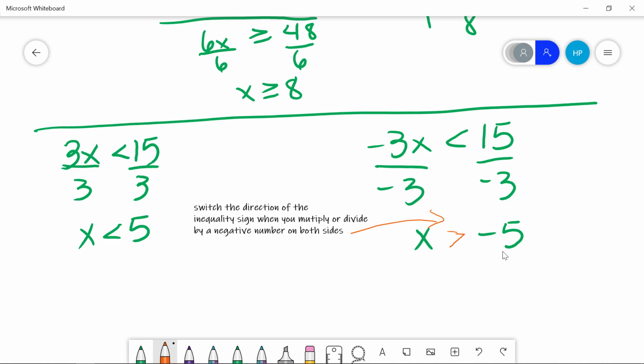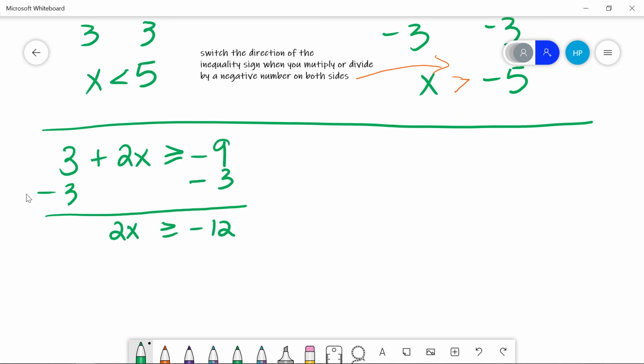So let's look at a few examples of when you switch and when you don't switch. So for this inequality, so far I've subtracted 3 from both sides, and I've got 2x is greater than or equal to -12. I have not multiplied or divided both sides by a negative number, so I have not switched the inequality sign. I'm going to divide both sides by 2 now. The thing that is doing the dividing is a positive 2, so we do not switch the inequality sign.